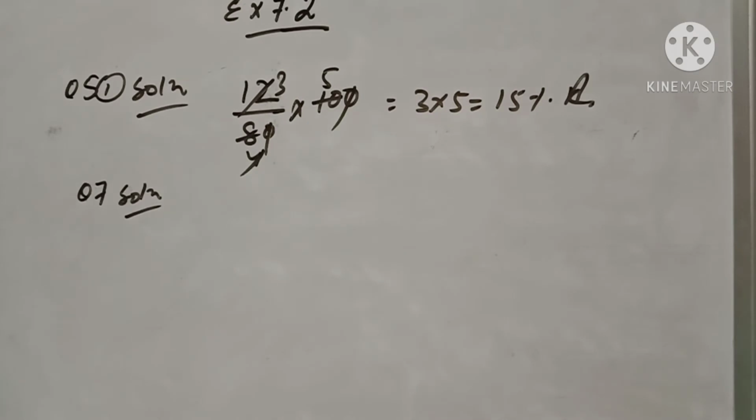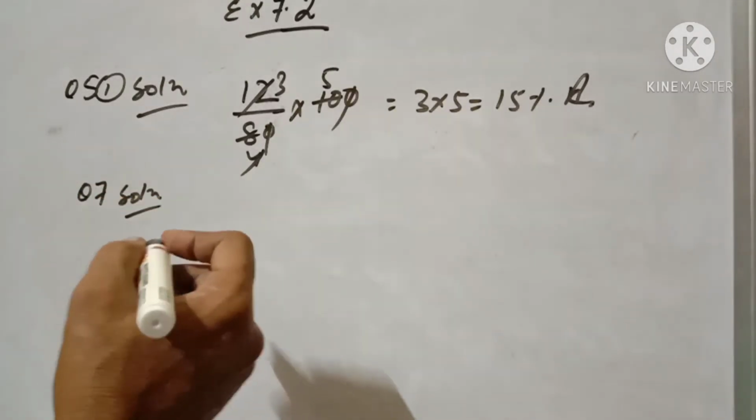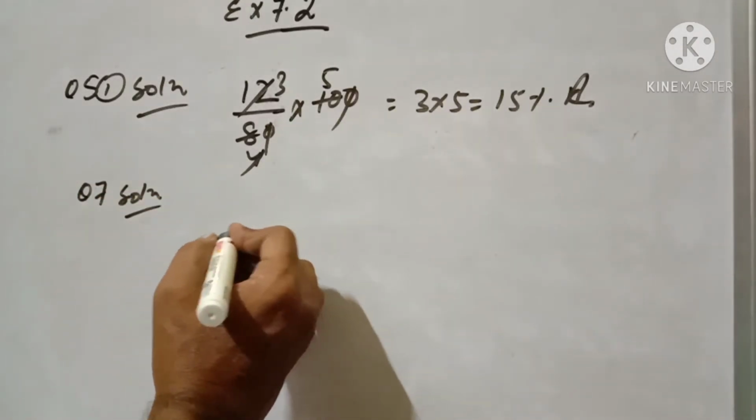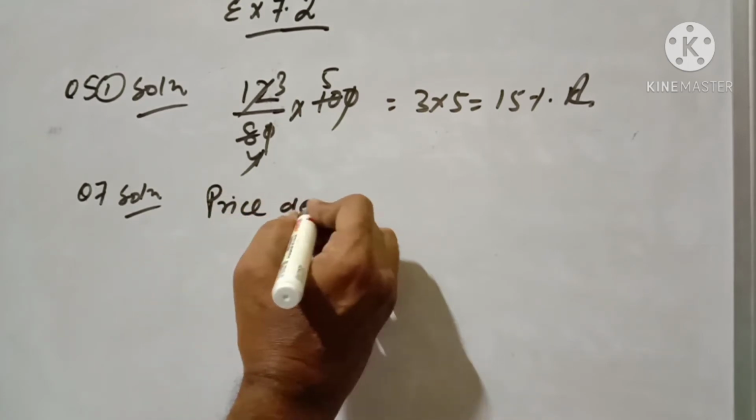Question number 7. The price of a shirt decreased from 80 rupees to 60 rupees. Find the percentage of decrease in the price of the shirt. So first of all we have to write decrease. Decrease, price decrease means we have to write price decrease.